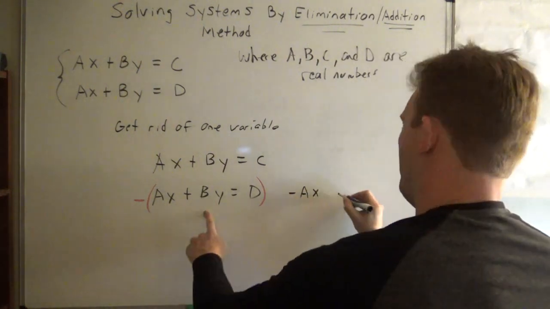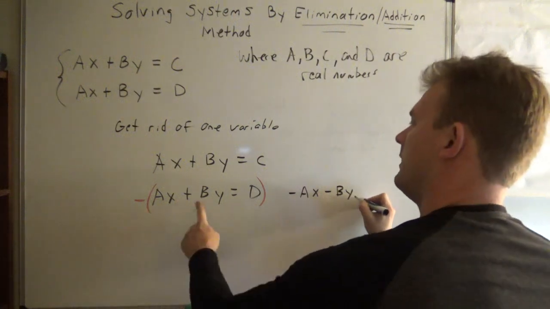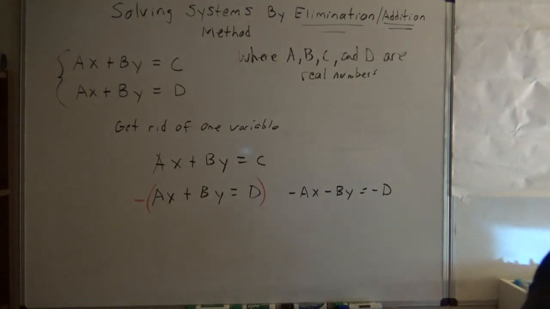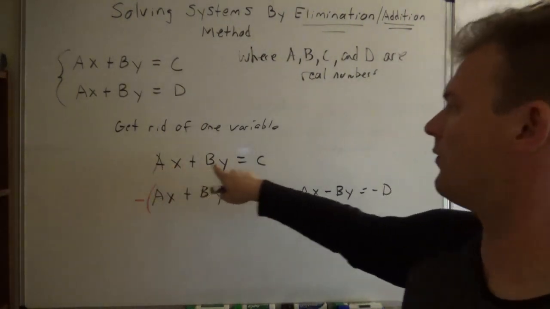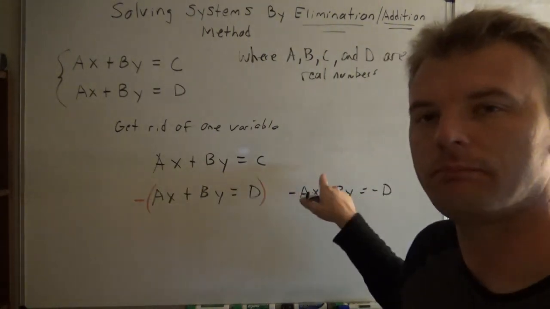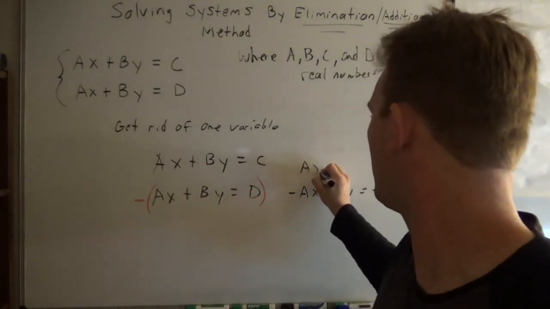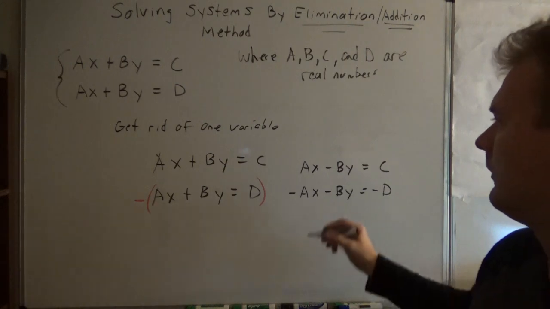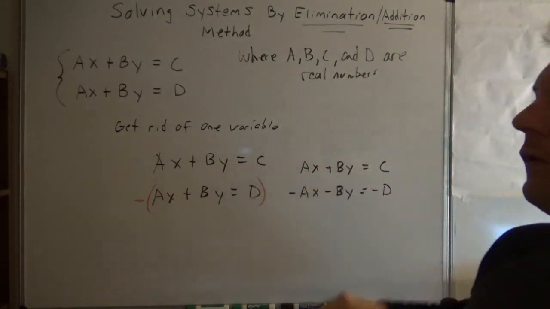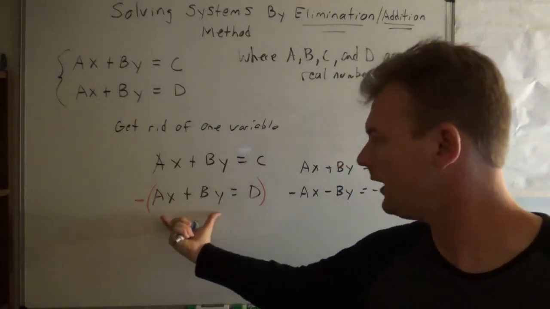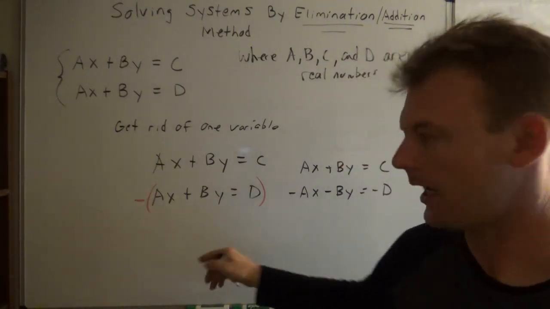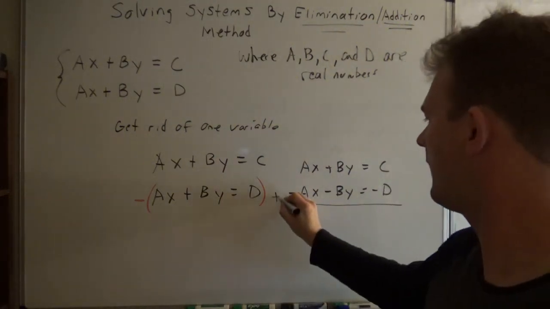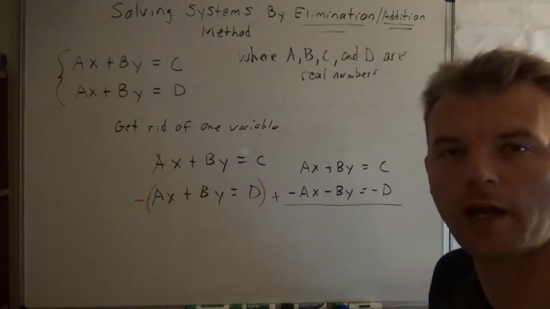When you do that, you get negative ax minus by equals negative d. Take the one on top and move it over. You do not do anything to the top equation. So you're going to go ax plus by equals c. All you did is move it over. So you multiplied one equation by a negative only. And now we're just going to add them, because that's what we're trying to do.